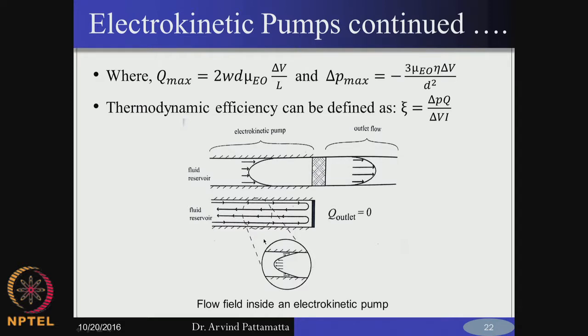Q is the volumetric flow rate, delta P is the pressure drop. So, with this you can check the different modifications to this electrokinetic pump and see whether you can improve your thermodynamic efficiency. Usually the efficiencies for these kinds of pumps are very low, less than 10%. But nevertheless, these are an alternative way of pumping, apart from using an external mechanical pump.